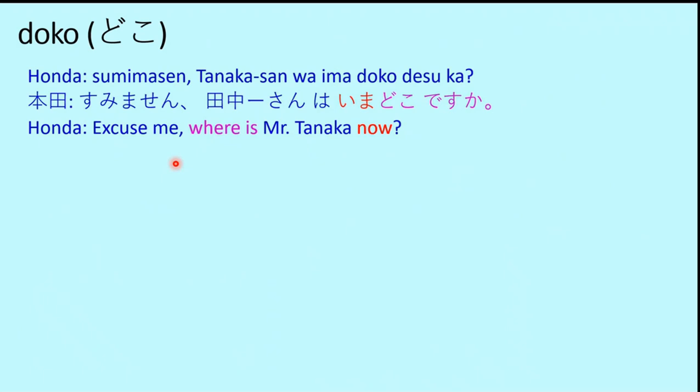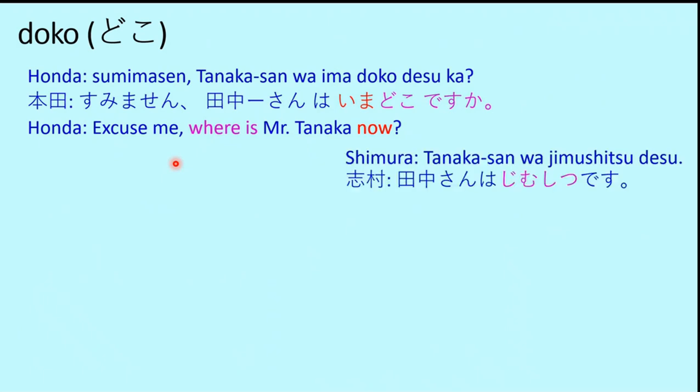Now, this question was asked to Shimura-san. So Shimura-san replies, Tanaka-san wa jimushitsu desu. Jimushitsu means office. Mr. Tanaka is in the office. Tanaka-san wa jimushitsu desu.